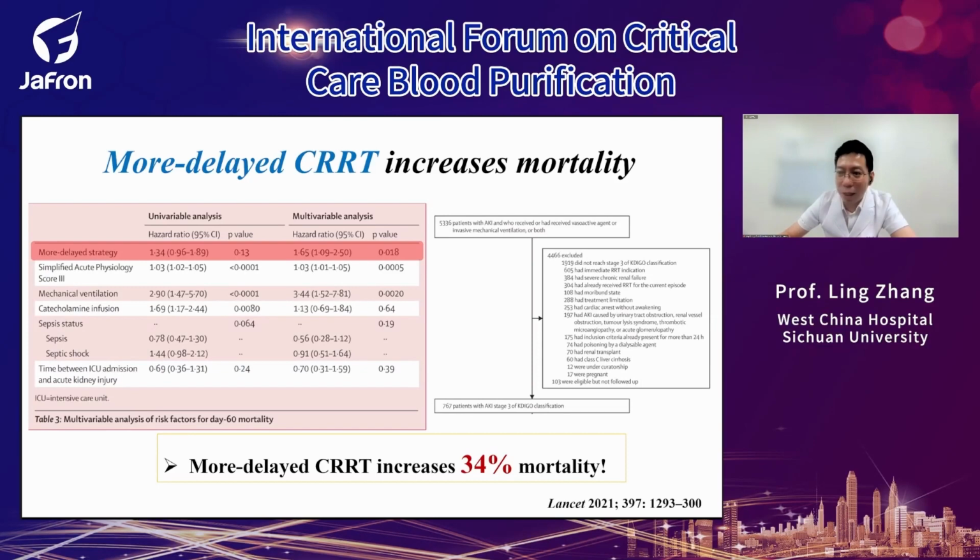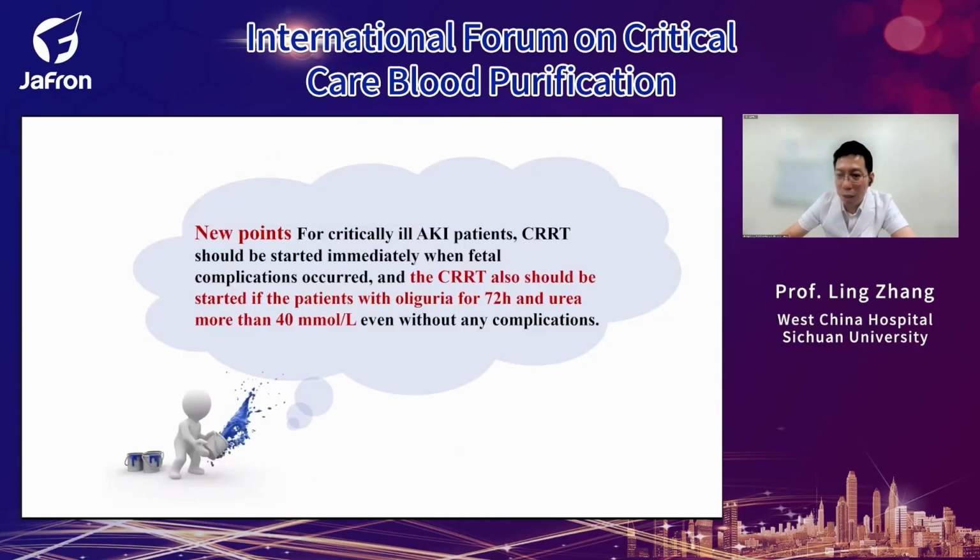So the point is that for AKI patients, CRT should be started immediately when fatal complications occur. Another thing we should report is that the therapy should also be started if the patients have oliguria for 72 hours and urea more than 40 millimoles, even without any complications. So I think these points can be used for pancreatitis with acute kidney injury.